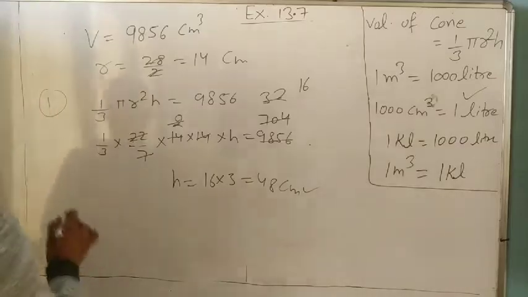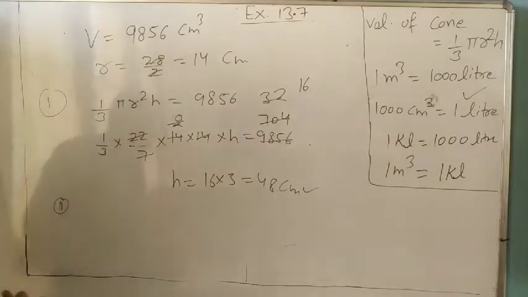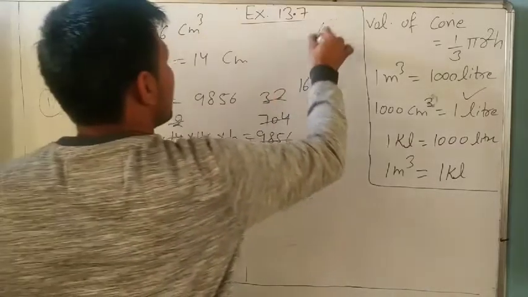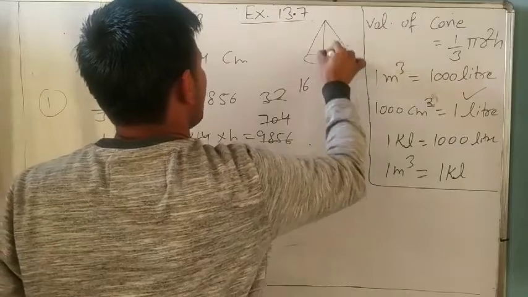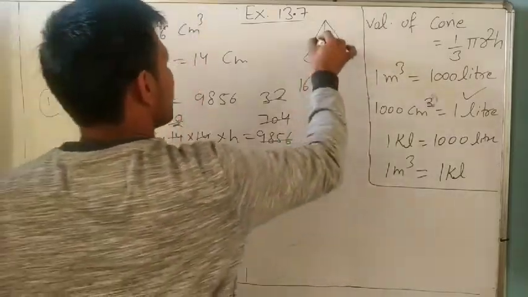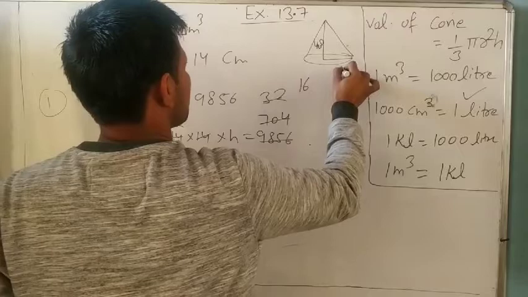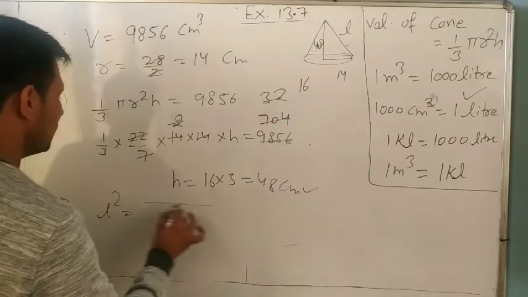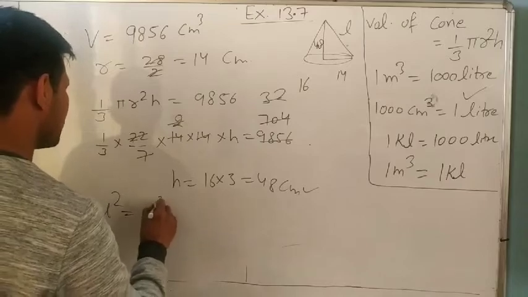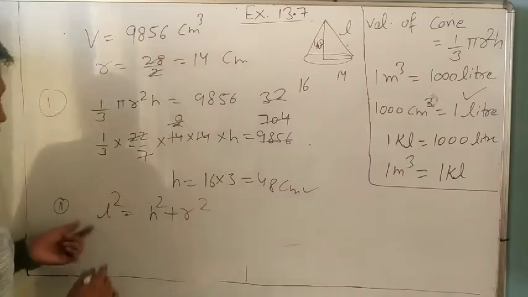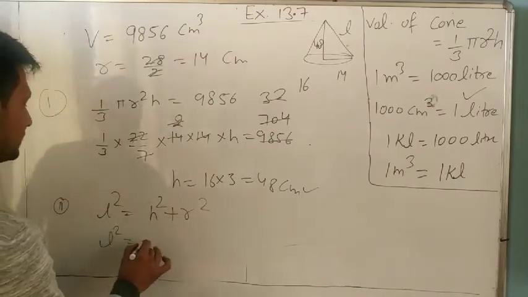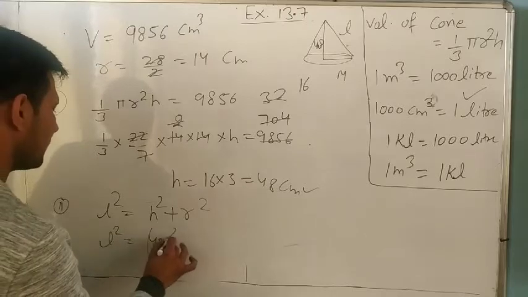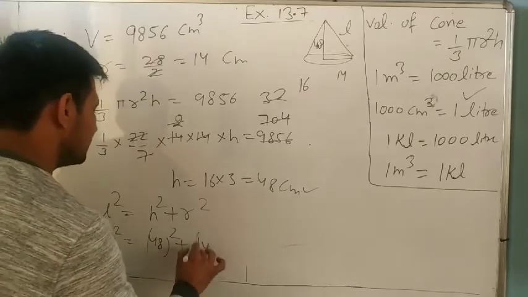In the second part we have to find slant height. If you want to find slant height, height is given 48, radius is 14, so L we can find. Slant height, how will you find? L square equal to h square plus r square. So L square, h is 48 square, r is 14 square.